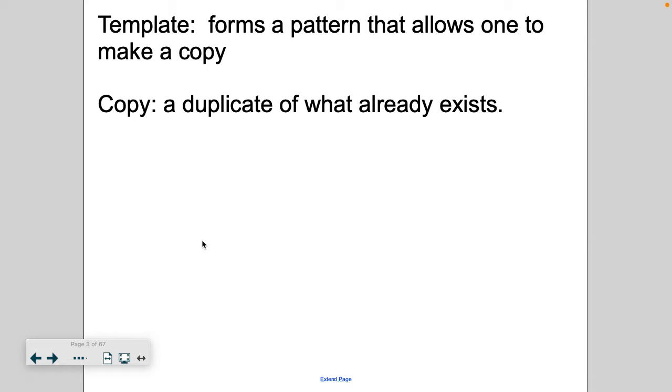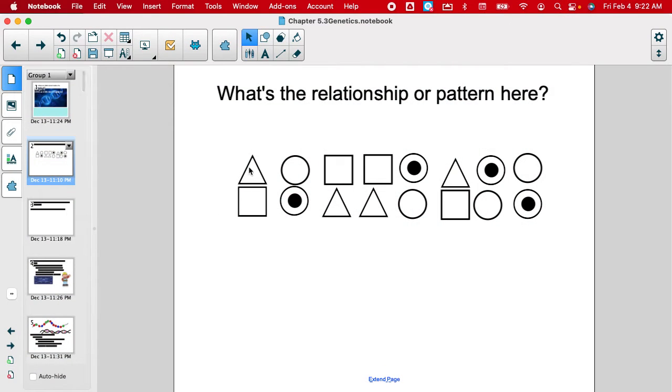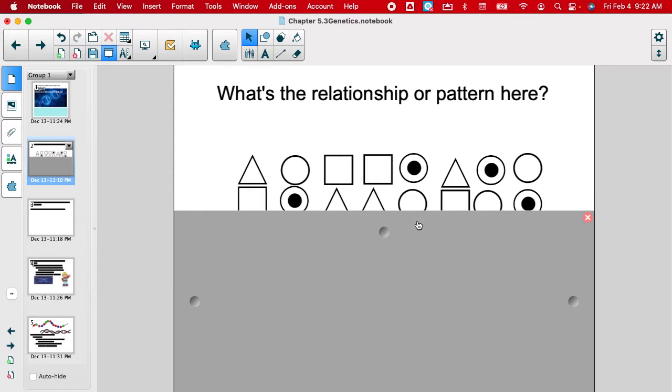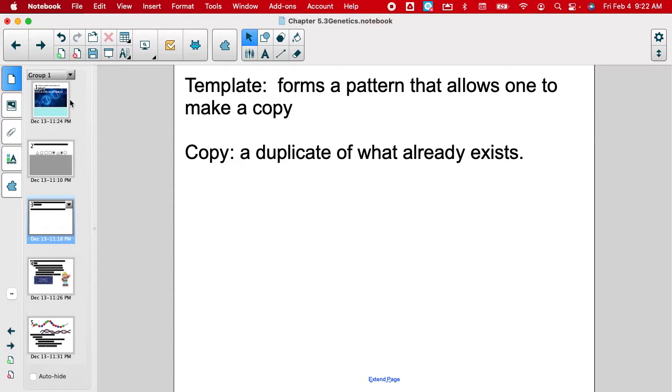So what we just did there is called a template. If you knew that triangles paired up with squares, and I gave you just one half of the information, triangles pair up with squares and circles pair up with circles, you could figure out the other half of this sequence. Same thing with DNA. If you're given one half of the DNA molecule, you can make a copy, a duplicate of what already exists. So the template is the pattern that's followed. It allows you to make a copy, and then what you end up with is an exact copy of the original template.